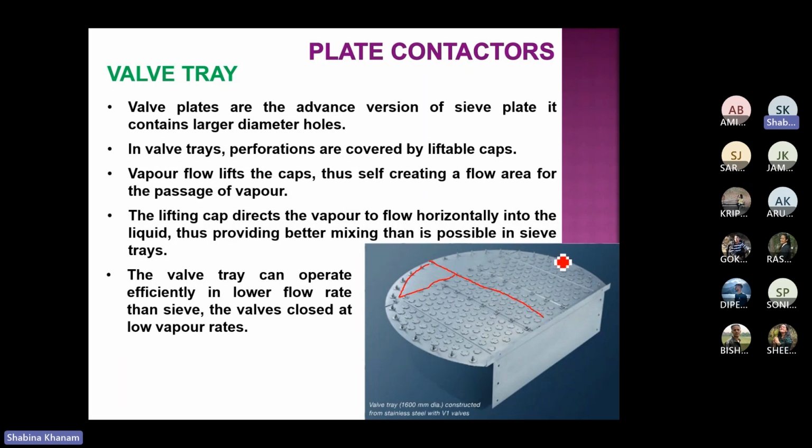The point is that when we are considering reverse flow, the inlet downcomer and outlet weir are both available at the same side. Usually in single pass, the inlet downcomer is at one side and the outlet weir is at the other side, but here both are at the same side. When liquid comes to here, it moves in.